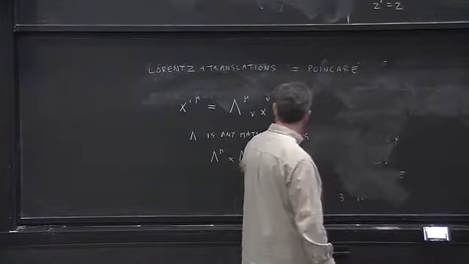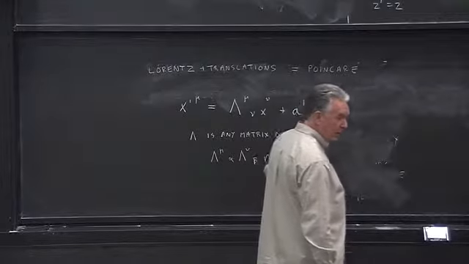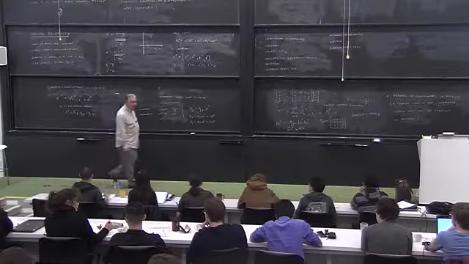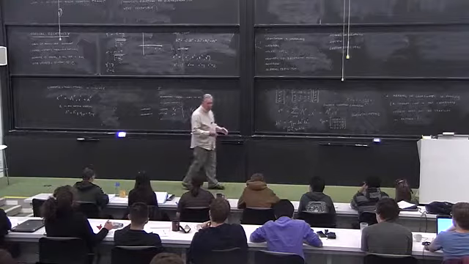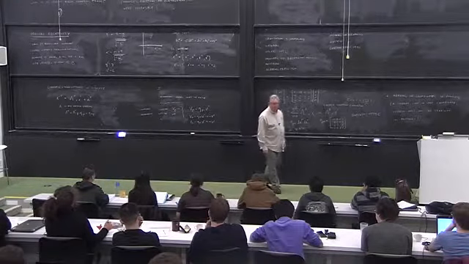So lambda doesn't care what A is, and A doesn't care what lambda is. But you can make a bigger group by putting them together, and that's called the Poincare group.